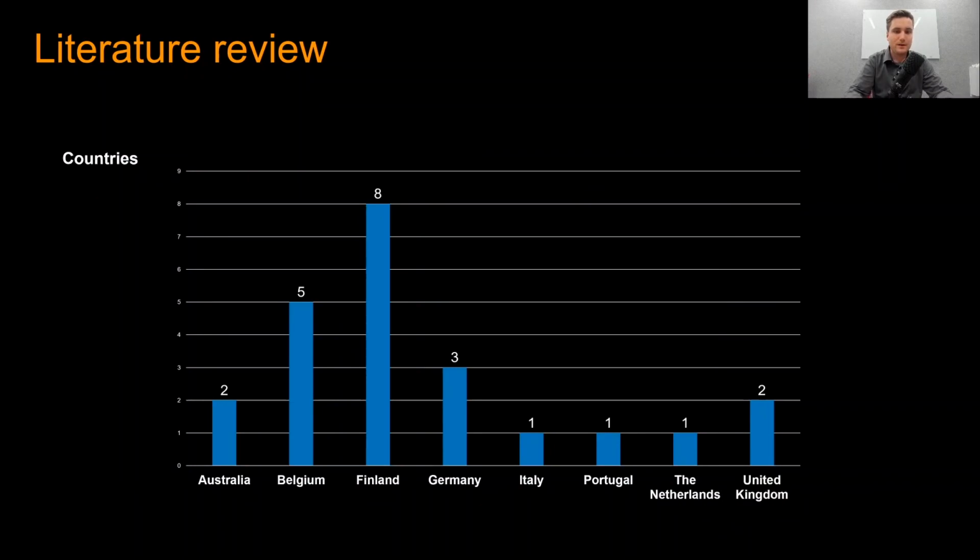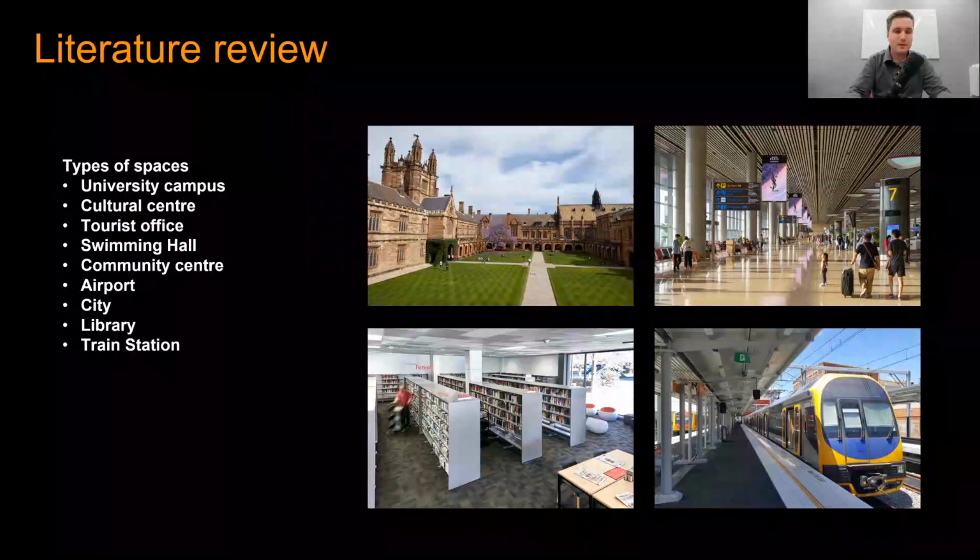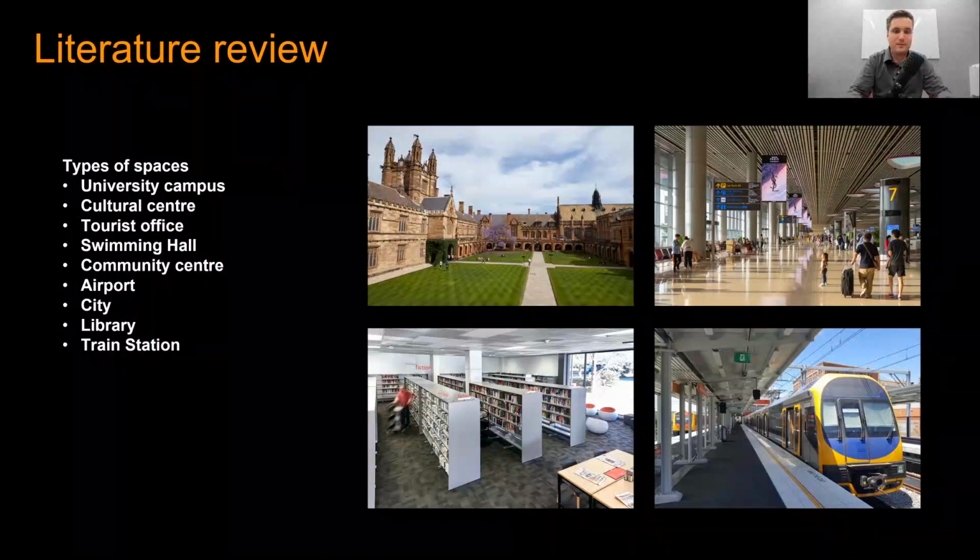A broad range of countries were represented in our sample of papers as well, with a majority of papers coming from Europe. We also found that the types of space PIDs were deployed in ranged from university campuses, swimming halls, airports, and train stations, just to name a few.